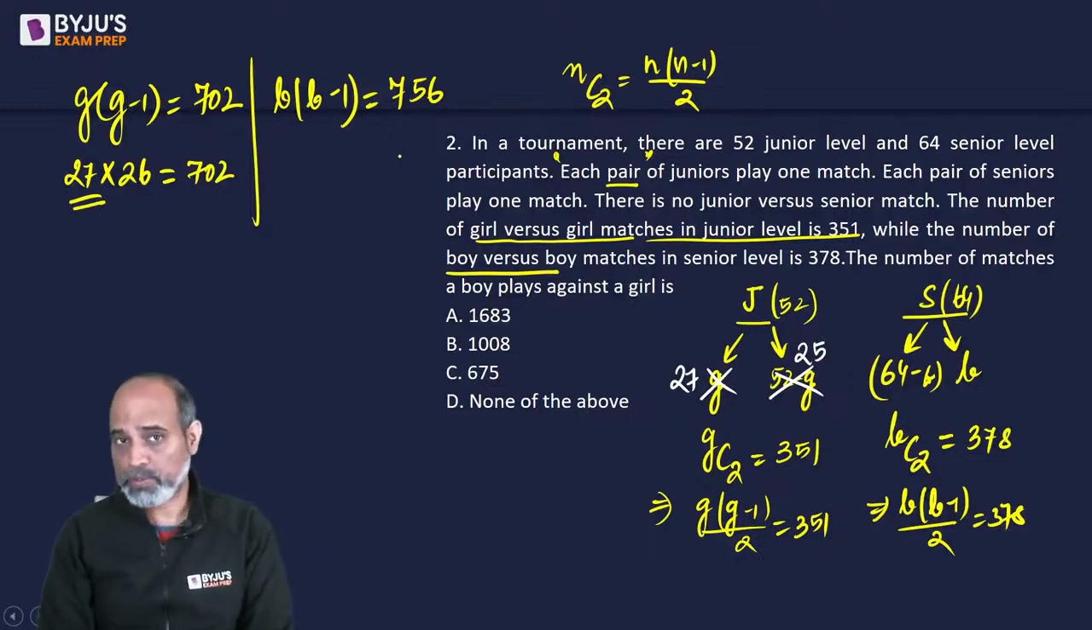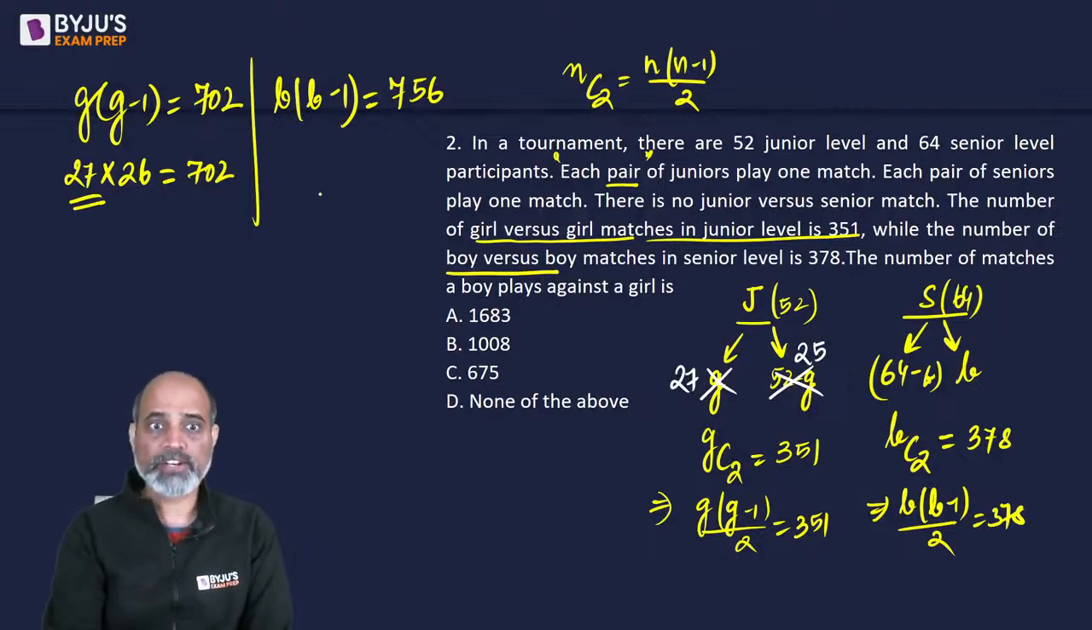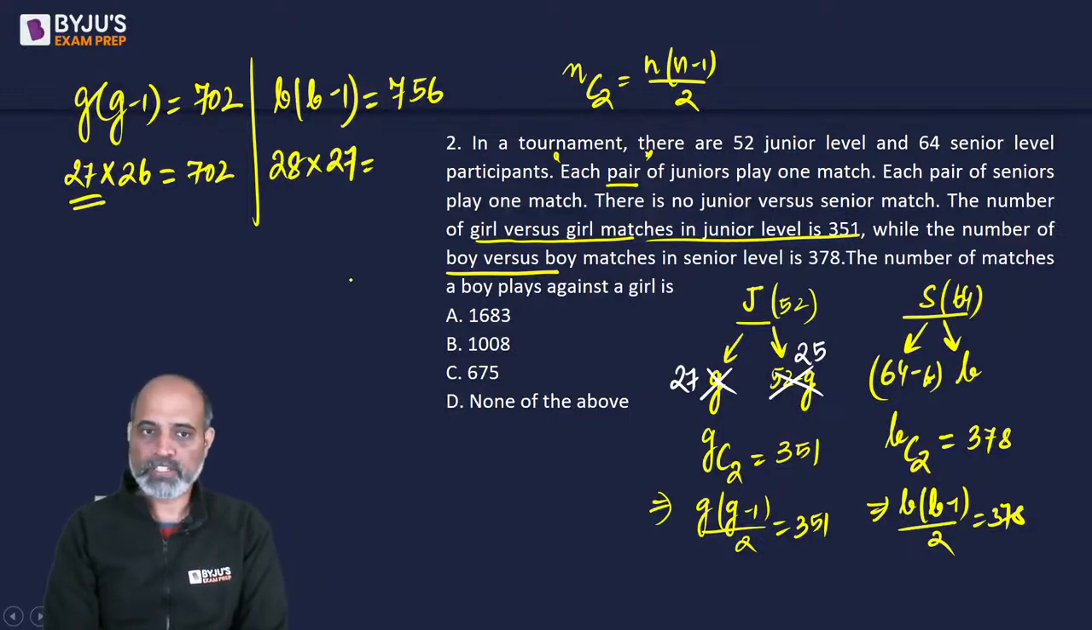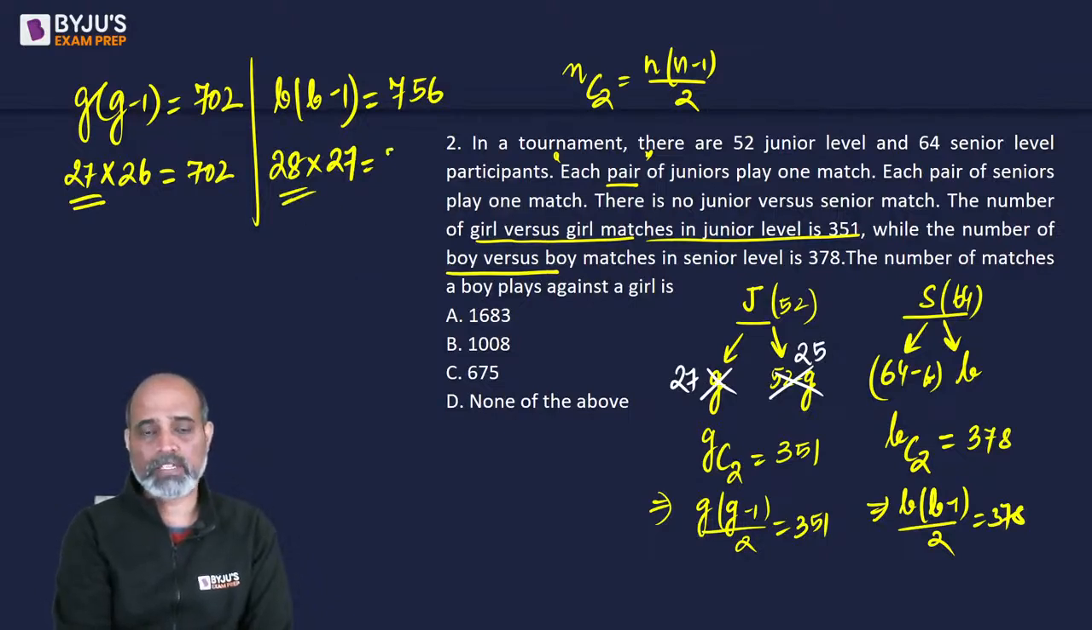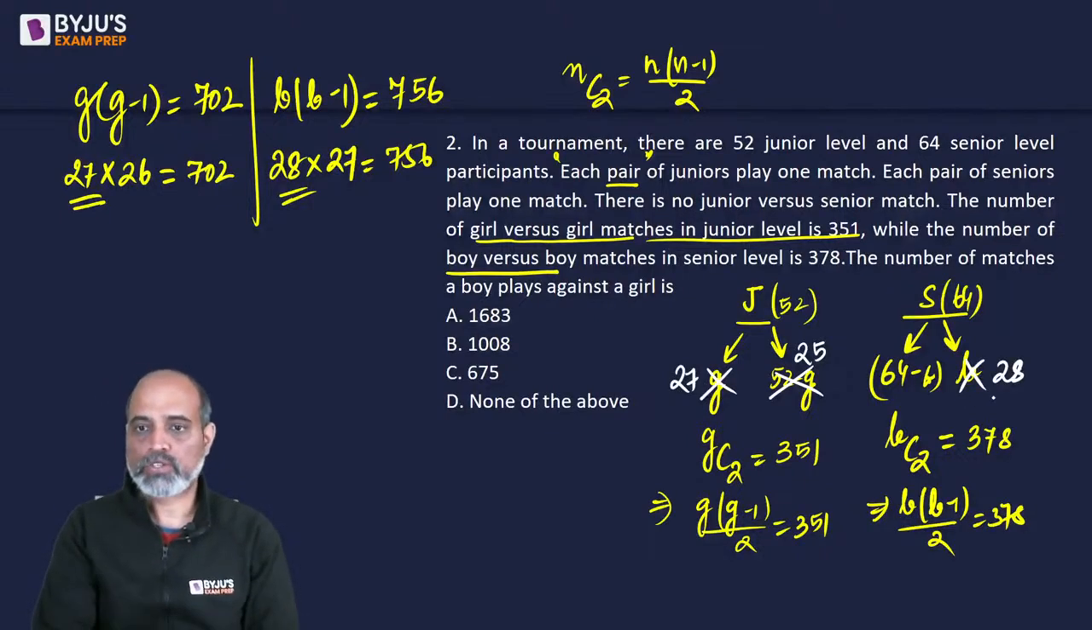Now again, we have to take the product of two consecutive numbers as 756. It's again going to be between 20 and 30. So at 27 into 26, we got 702. What about 28 into 27? 28 into 27 will end in 6, right? So let's check if this is equal to 756. So 729 plus 27 is 756. Perfect. So B is going to be 28. So if B turns out to be 28, the remaining are girls, which will become 36. Right? So 36 girls are there.